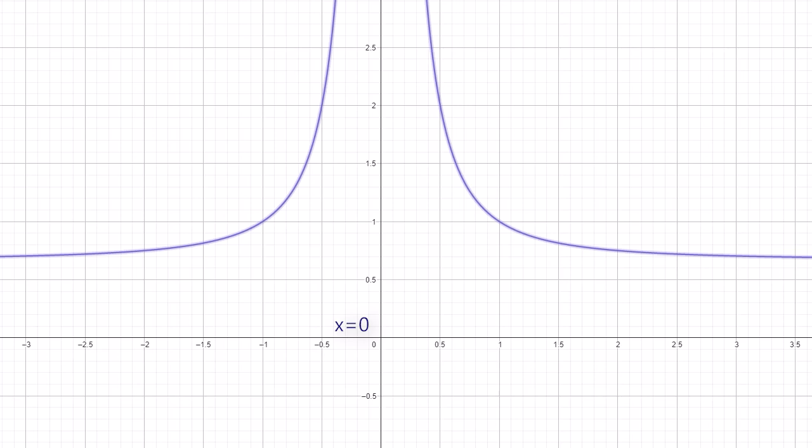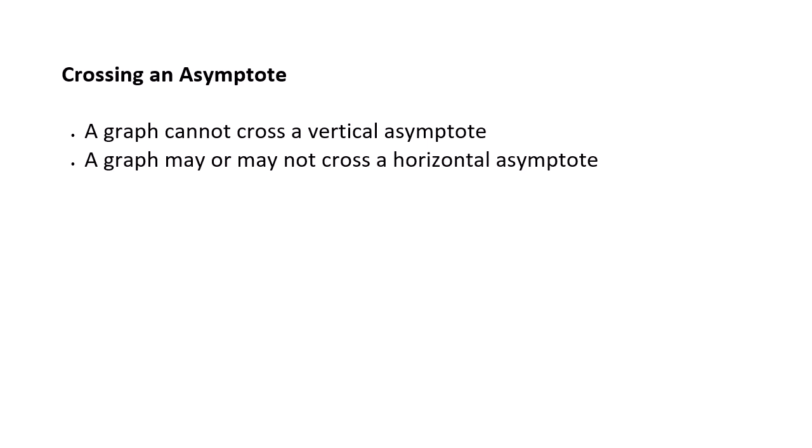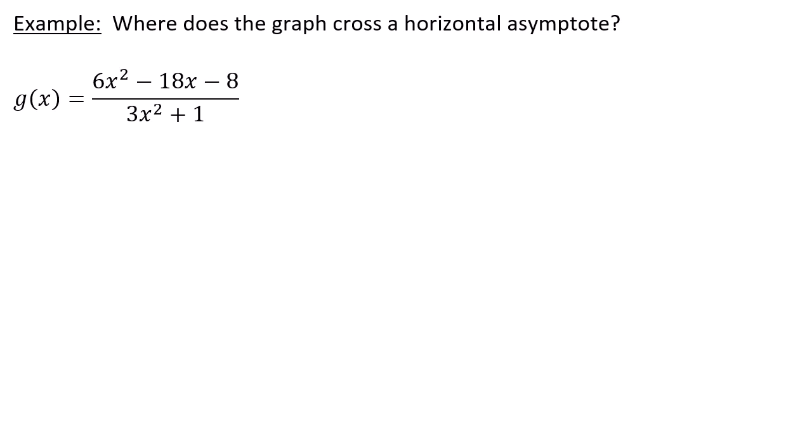So here's our graph. Here's our vertical asymptote, x equals 0, or the y-axis, and our horizontal asymptote, y equals 2/3. A graph simply cannot cross a vertical asymptote, but it might, or it might not, cross a horizontal asymptote. So we want to find where the graph crosses the horizontal asymptote.